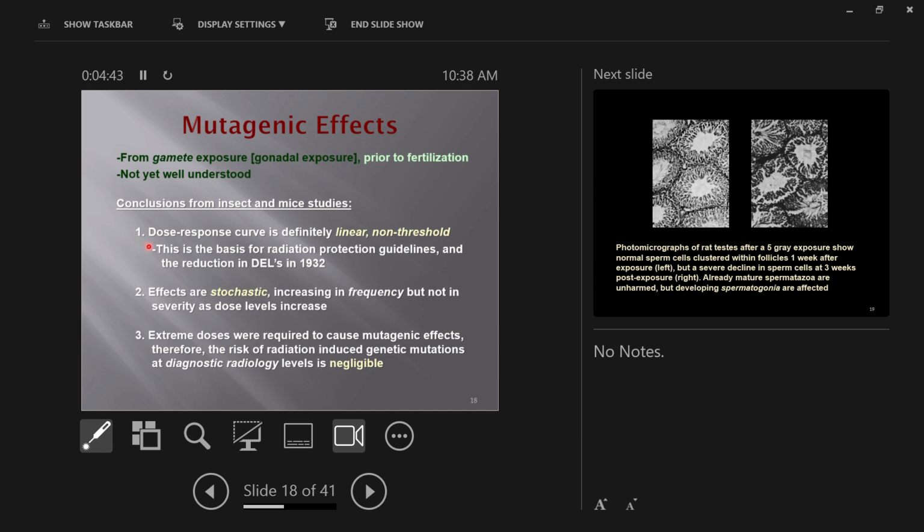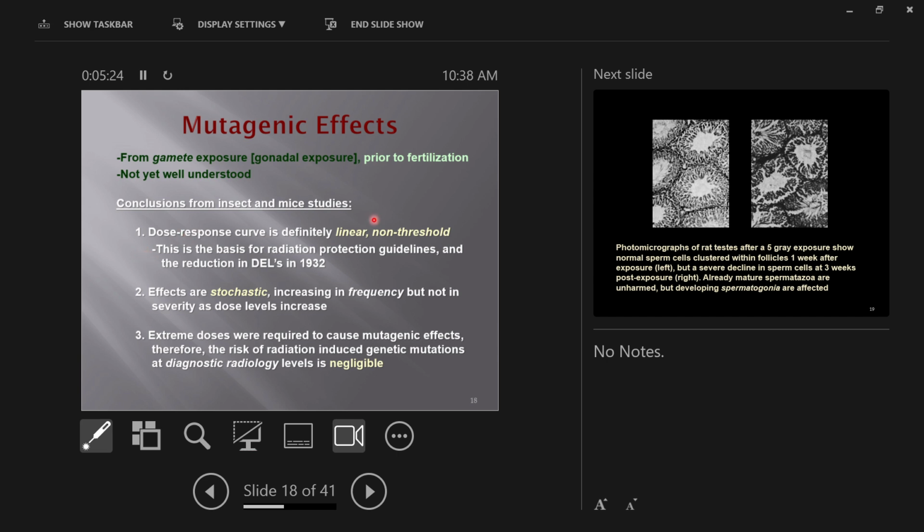This is the basis for radiation protection guidelines and the reduction in dose equivalent limits, which started in 1932 and were further locked in by 1959, and we still use these same dose equivalent limits today. But this is the basis for all of our radiation protection guidelines that we still use today, okay? This is why we say X-rays are harmful, right? And there is no safe amount of radiation. It would be kind of nice, though, if we could be like, here's the level that's safe, and if you stay below that level, you're fine, right? But unfortunately, it doesn't work like that, because of genetic mutations.